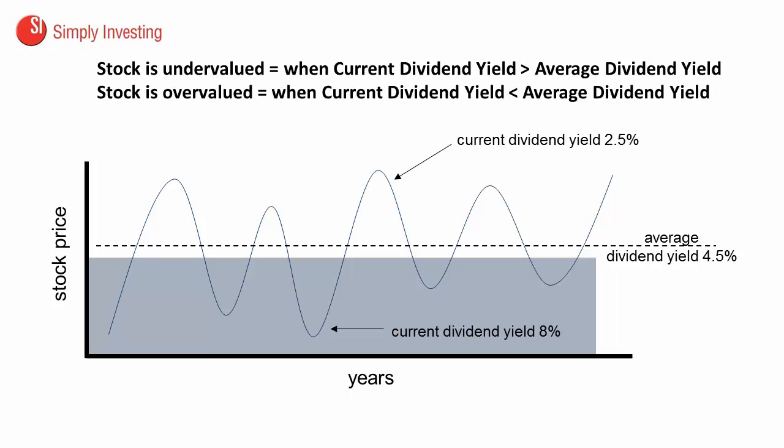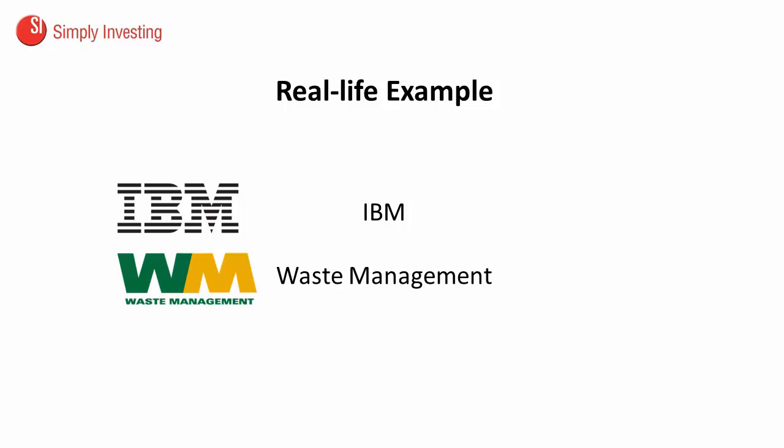And if the current dividend yield today was 2.5%, then you know that the stock is overvalued and you may want to consider it for sale. So now let's take a look at a real life example with two companies. We're going to look at IBM and Waste Management. These are two American corporations, and we're going to figure out which one of these is undervalued and which one of them is overvalued.